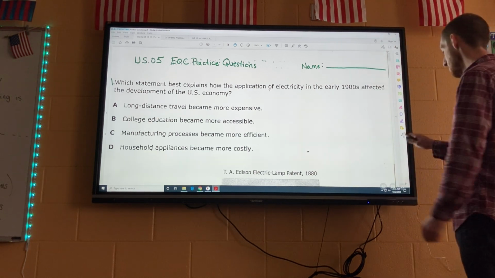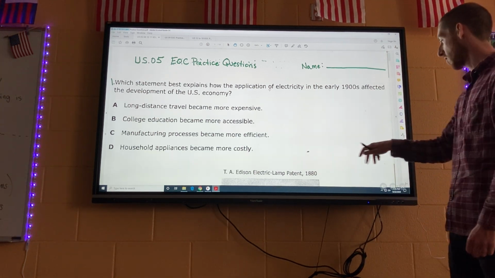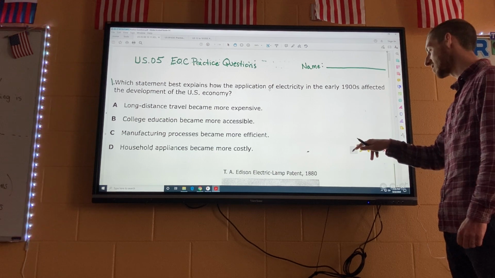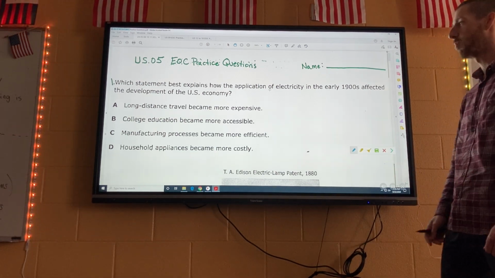Here we go. So US.05 is our first one, and if you recall, that one has to do with the inventions and things like electricity, the light bulb, all that stuff.